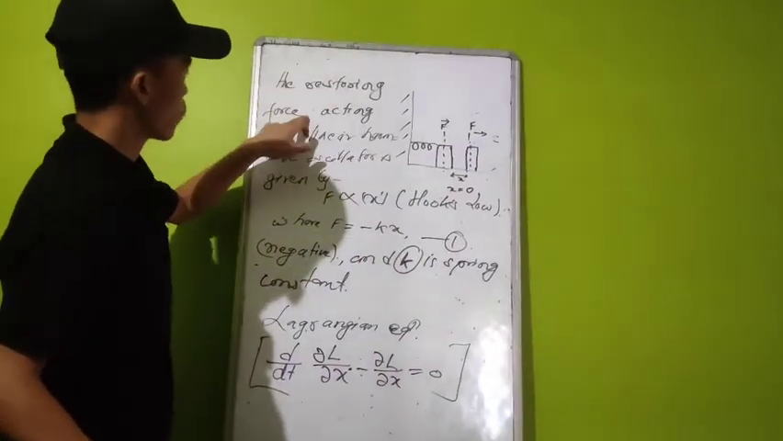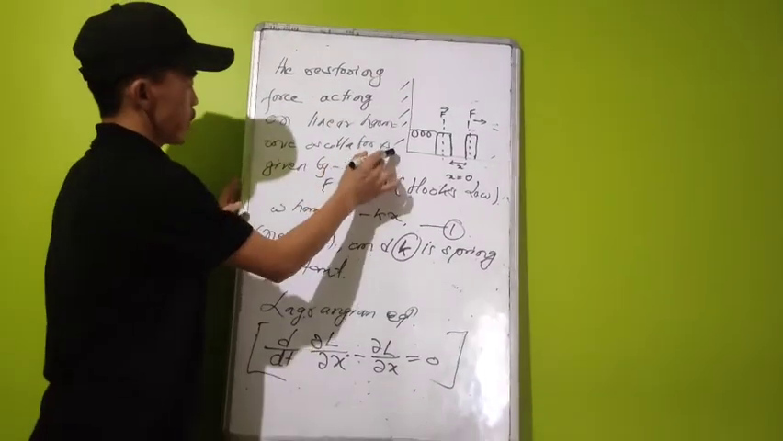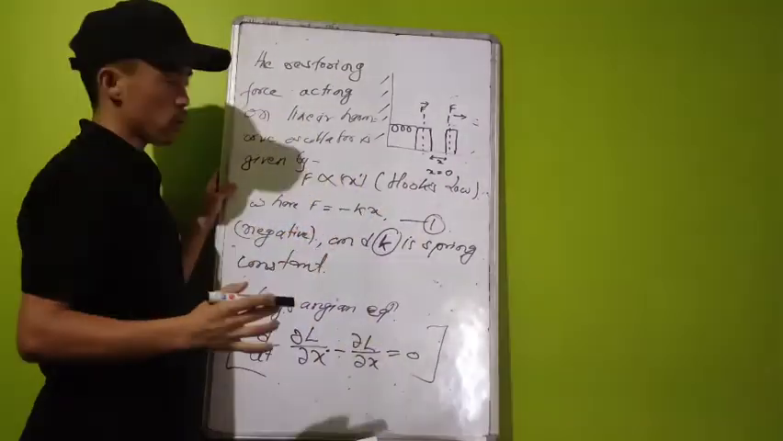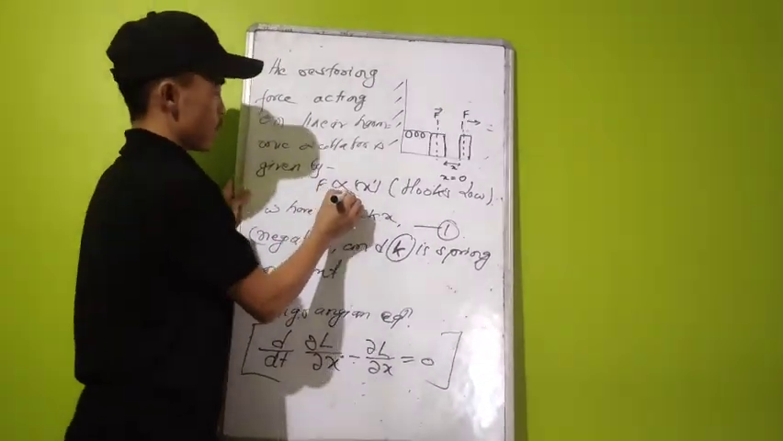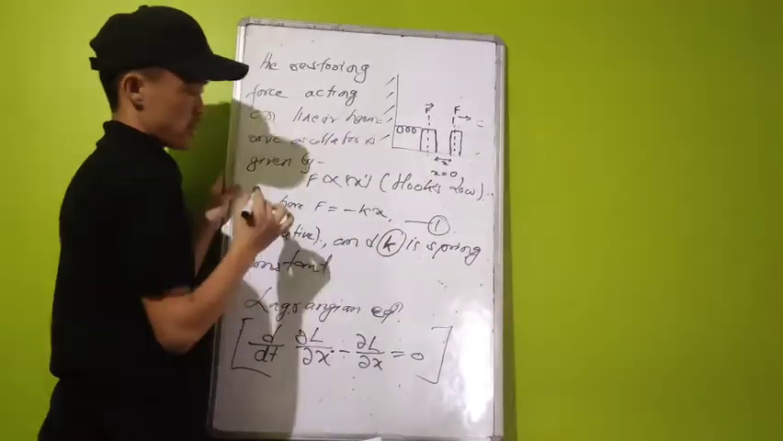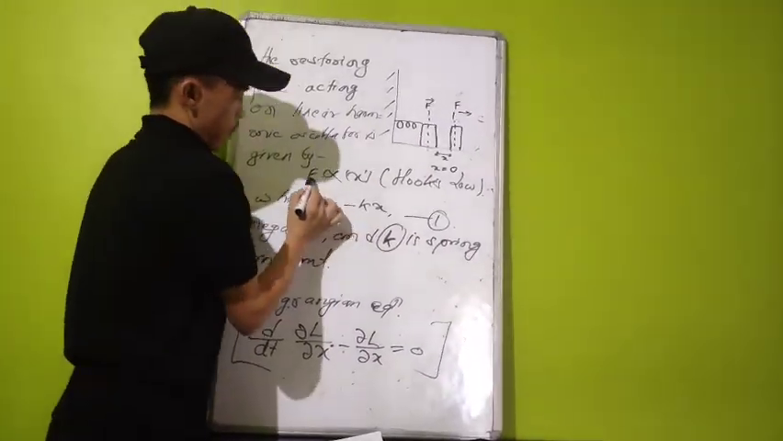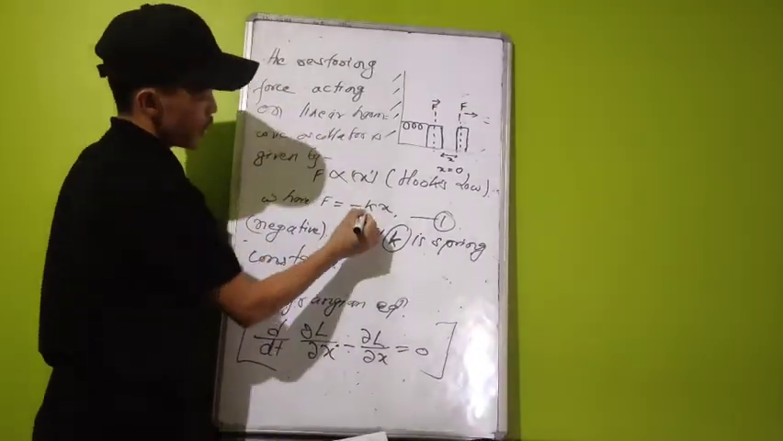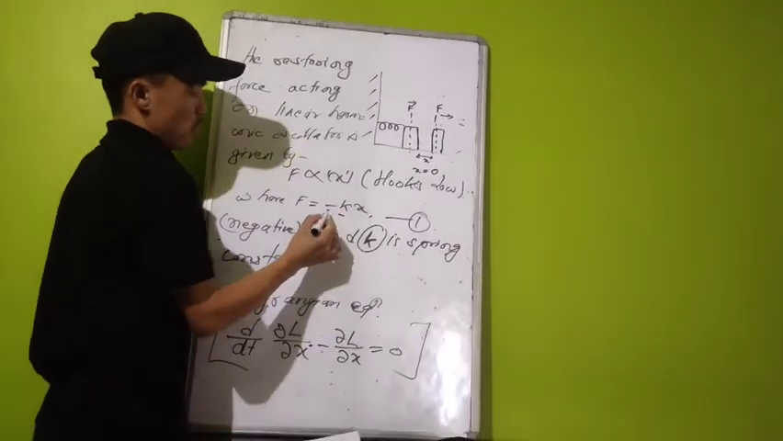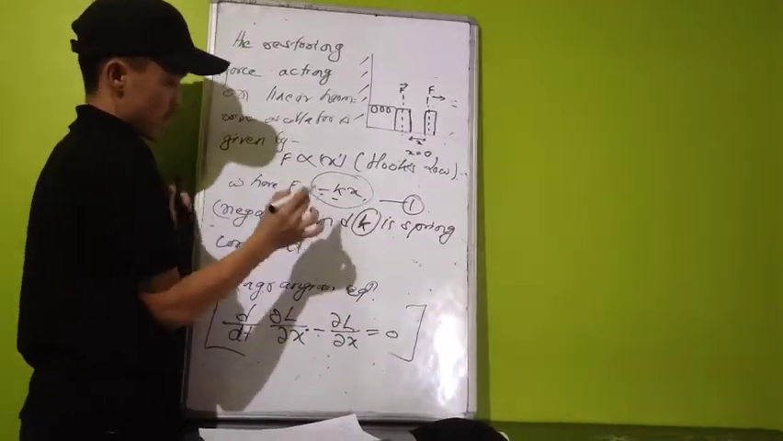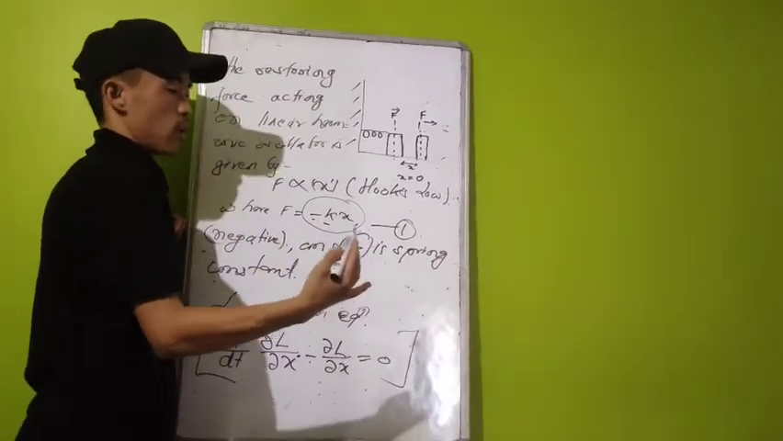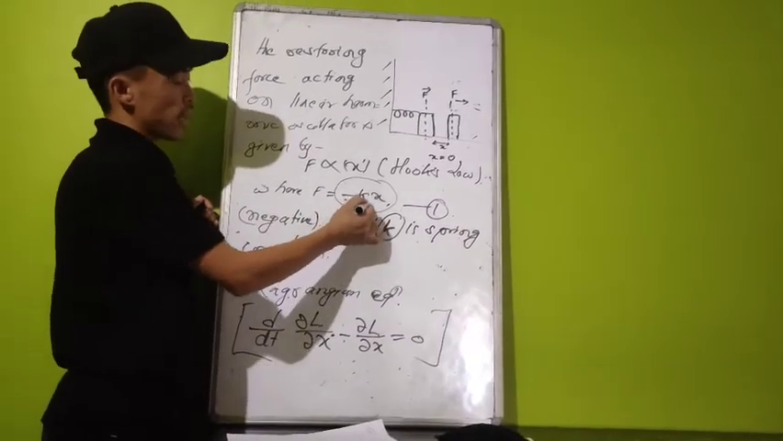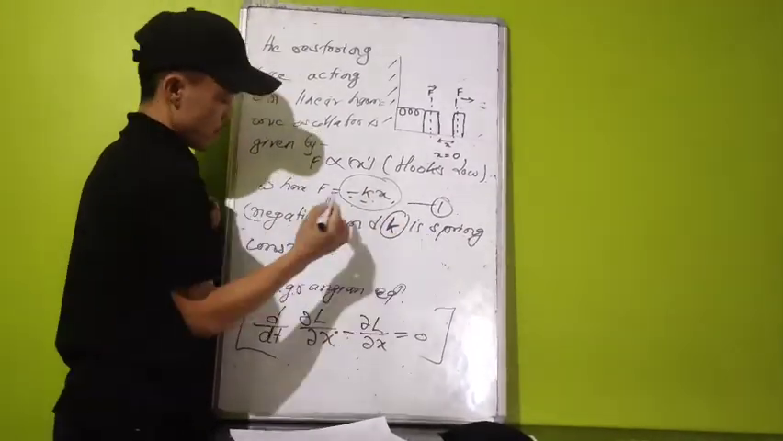The restoring force acting on the linear harmonic oscillator is given by F is proportional to x, which is also called Hooke's law. We know that force is directly proportional to x, that means distance. Simplifying this equation, we get F equals minus Kx. Here we have the minus sign as well as K. The negative sign means the restoring force always acts in the opposite direction. That's why the sign is negative, and K here is the spring constant.